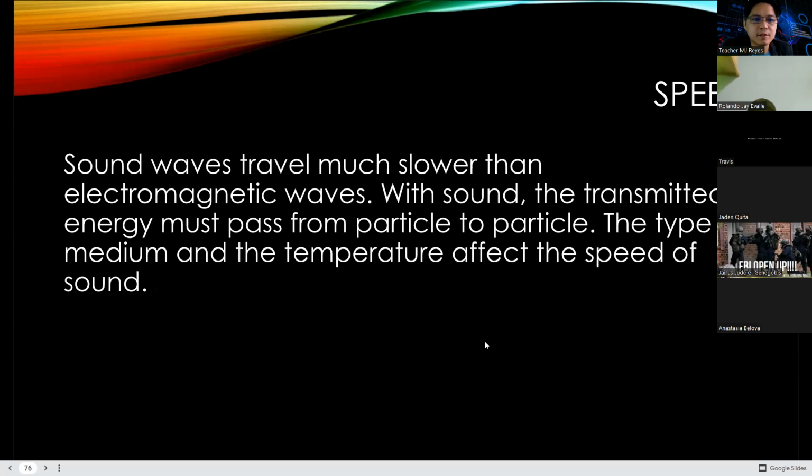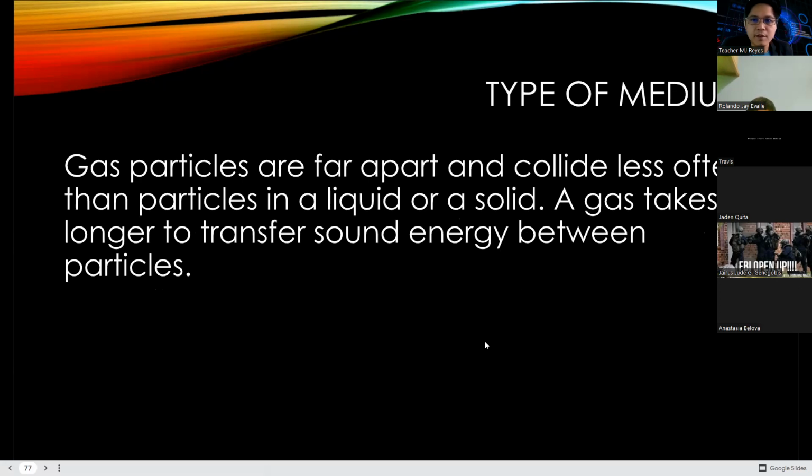Speed. Sound waves travel much slower than electromagnetic waves, of course, because they need a medium in order to travel. The type of medium and temperature affect the speed of sound. Type of medium, in particular with sound waves: gas particles are far apart and collide less often than particles of a liquid or solid. So gas takes longer to transfer sound energy between particles because their molecules are far from each other. They are less likely to collide.